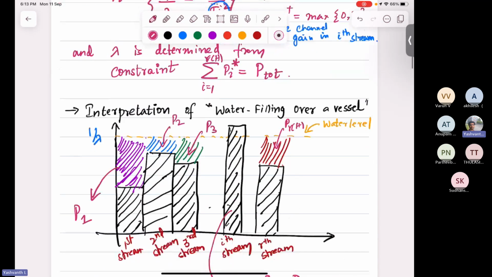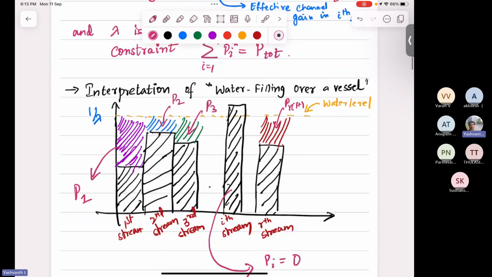Okay, so now there is a very beautiful interpretation of this particular kind of optimization problem. If you understand this interpretation, pretty much the entire solution will be well understood.